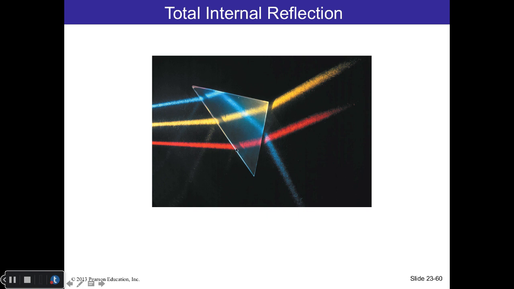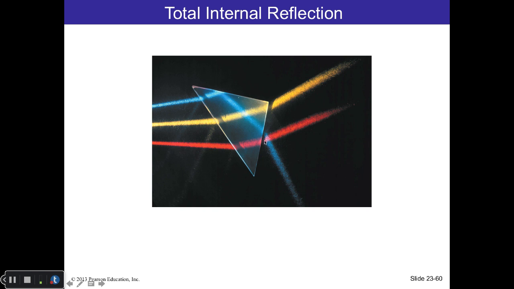So for example, in this case, I don't know whether you can see it clearly, but if you have blue, red, and yellow lights like that, the amount of bend at the prism, which is just crown glass with the air, depends on color. It actually depends on wavelength. So that's an important thing to remember.